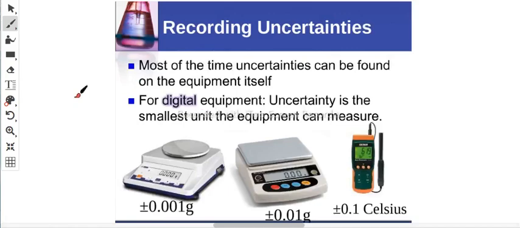When talking about the uncertainty or the absolute uncertainty, most of the time the plus minus can be found on the equipment itself. So if you read what is written on the equipment while working in the lab, you will find that the plus minus as an absolute uncertainty is given, so you can record it directly. Now, if you are using digital equipment, the uncertainty is the smallest unit the equipment can measure.